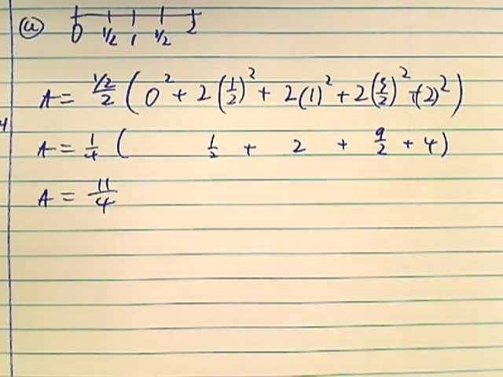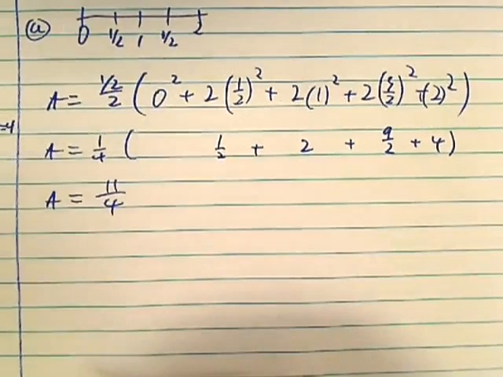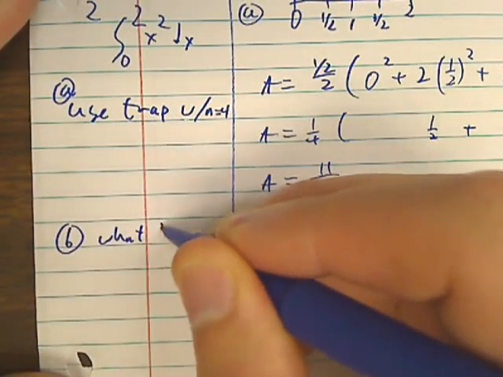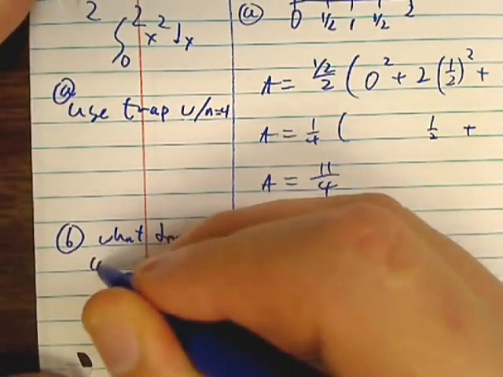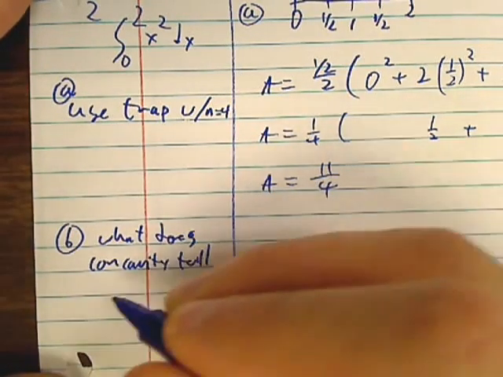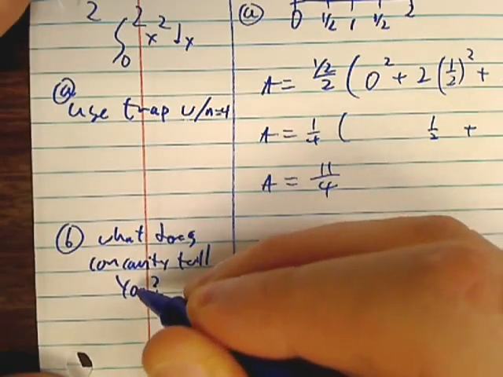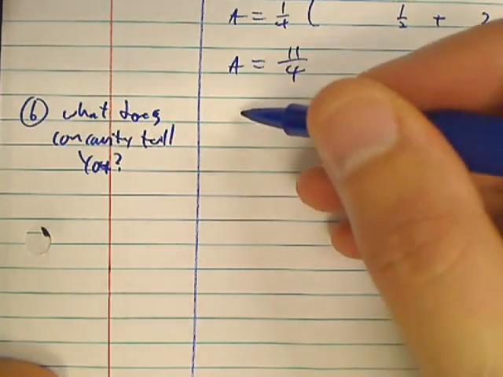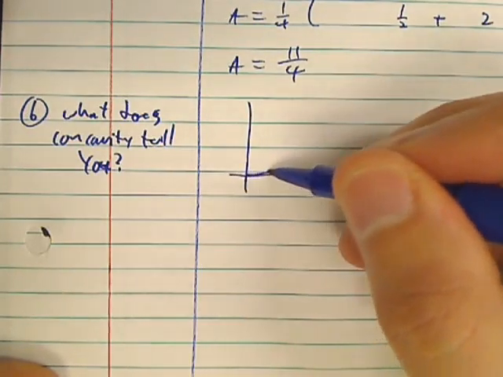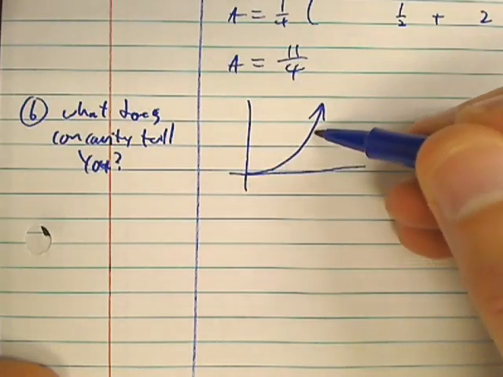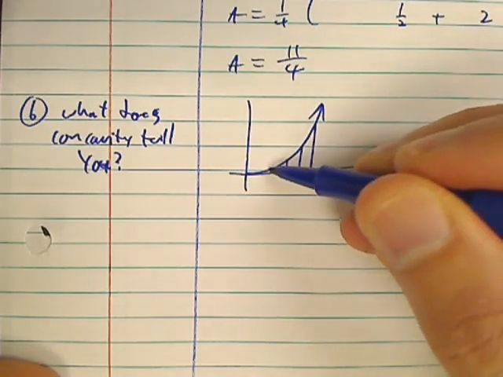Use the trapezoidal method. B, use the concavity to predict whether it's going to be too high or too low. So B, what does the concavity of this function tell you about the trapezoidal? Well, let's look at the x squared. There we go.